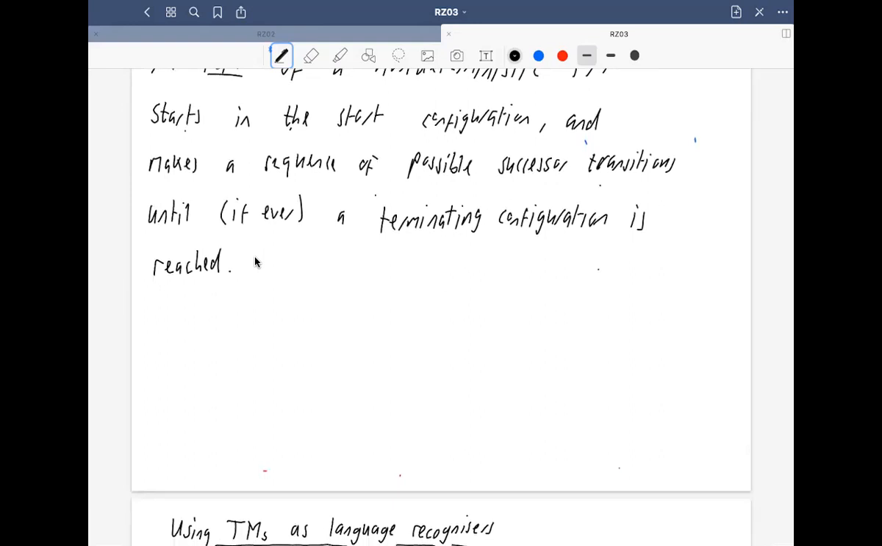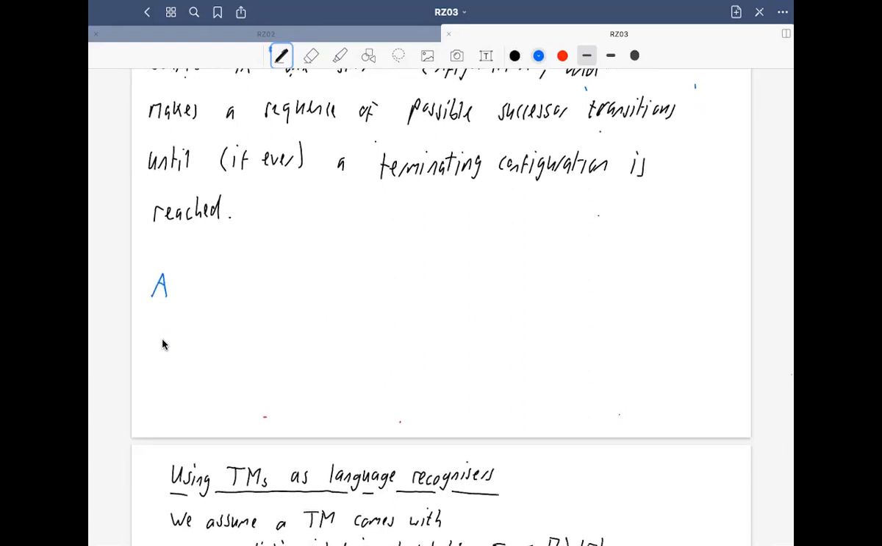So the important point is, a non-deterministic Turing machine may have several possible runs on the same input. Let's say many, actually, many.